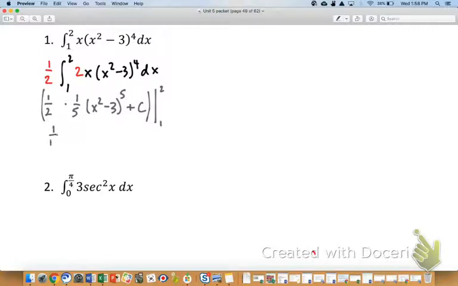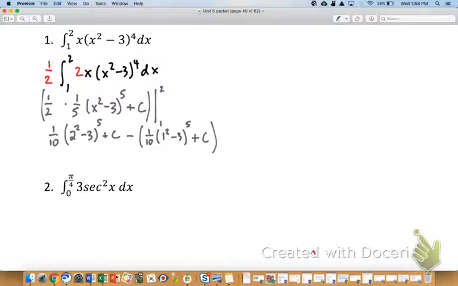1/2 times 1/5 is 1/10. So it'd be 1/10 times 2 squared minus 3 to the 5th plus c, minus, parentheses, 1/10 times 1 squared minus 3 to the 5th plus c, like so. So I plugged in the 2, I plugged in the 1, I'm subtracting. Do y'all see what happens with the c's? You're going to add out. What's c minus itself is 0, isn't it?